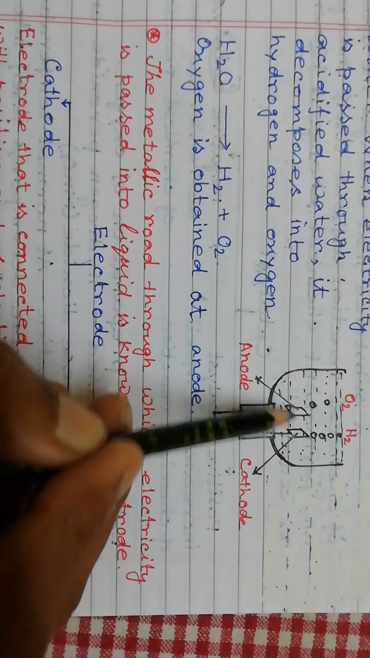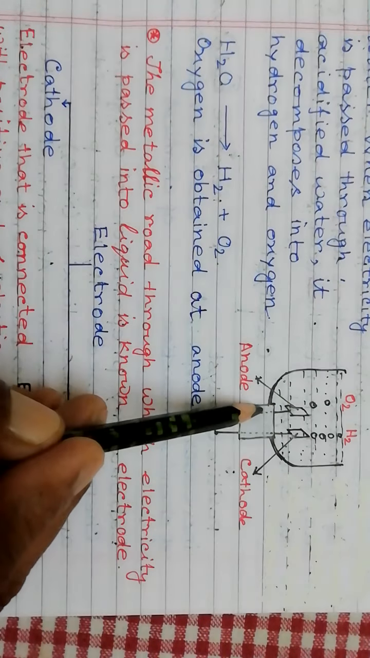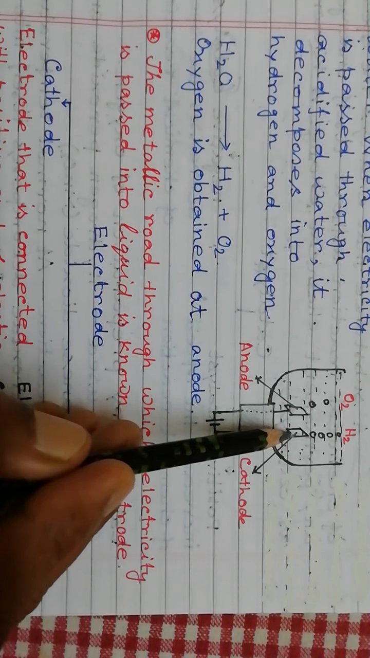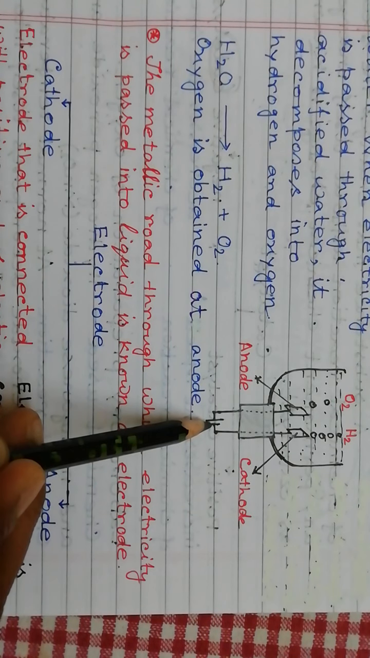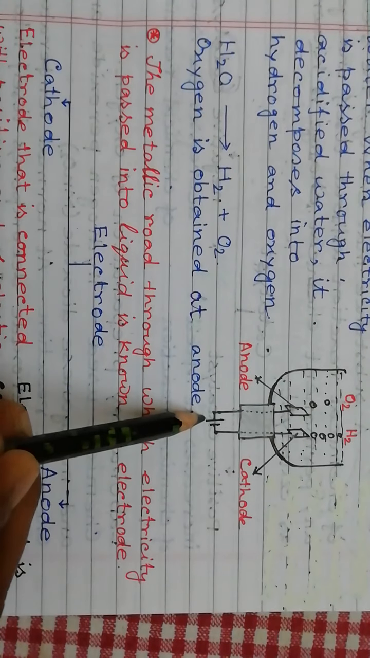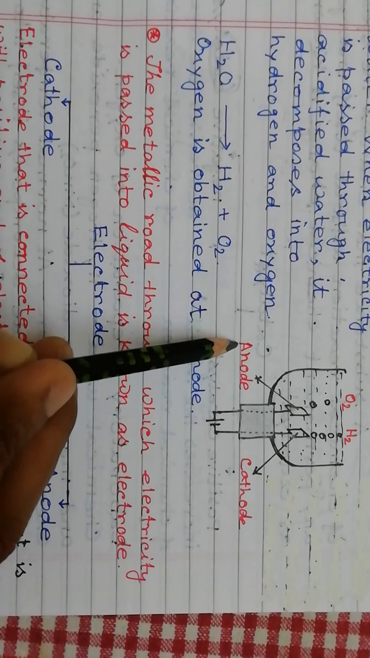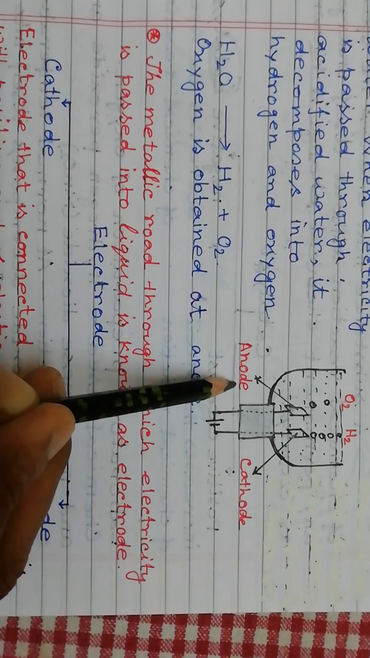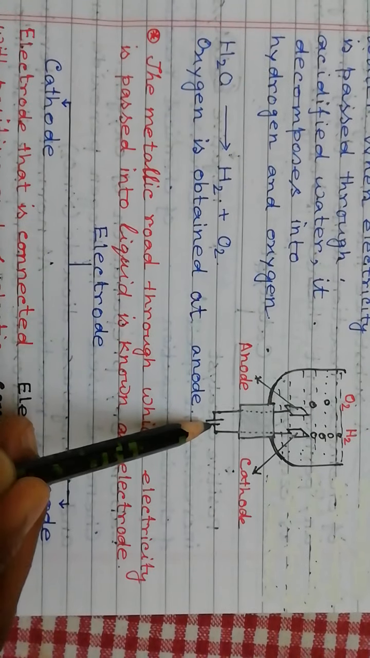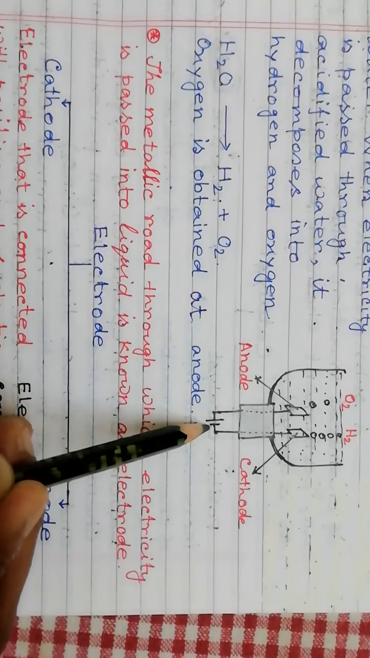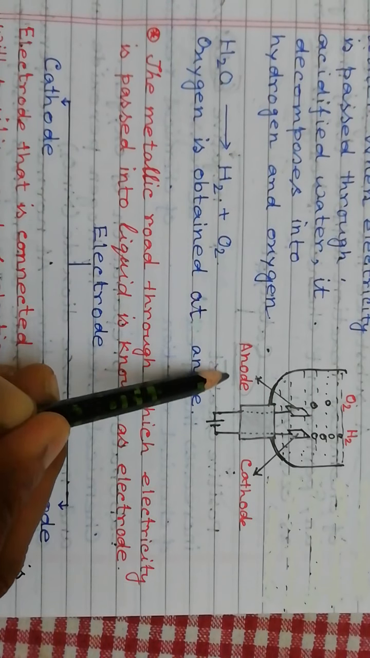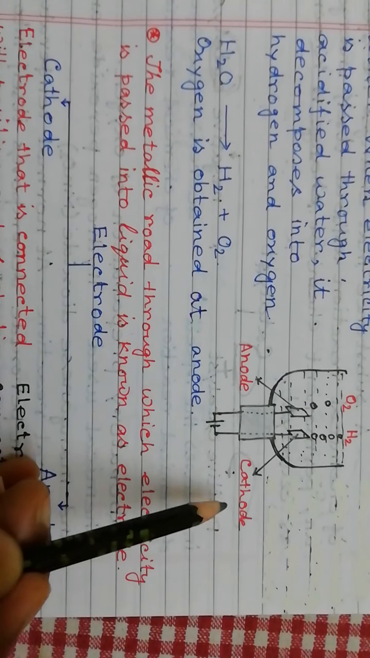So these two are the electrodes. This electrode is joined with the positive end of the battery, and this electrode is joined with the negative end of the battery. The electrode that is connected with the positive end of the battery is known as anode, and the electrode that is connected with the negative end of the battery is known as cathode. That means anode is the positive electrode and cathode is the negative electrode.